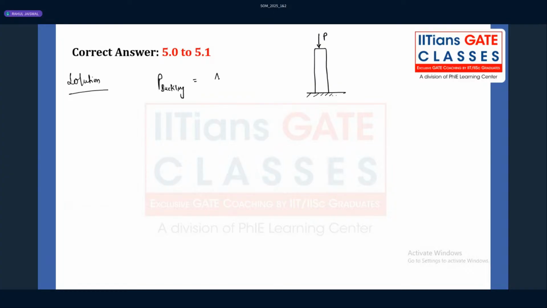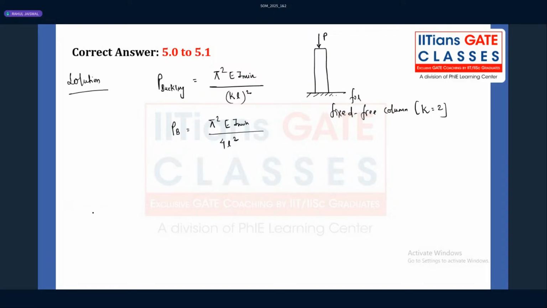Euler's buckling load is pi square EI minimum by K L square. Now, for a fixed and free column, the K value is taken as basically 2. Then what is the buckling load we can write? Pi square EI minimum by 4L square.